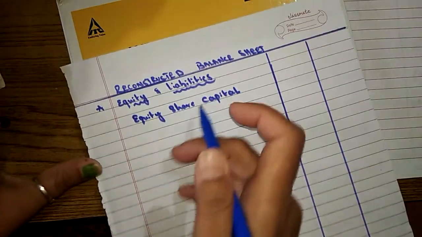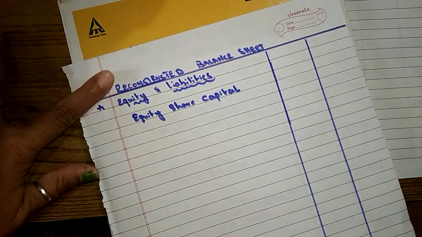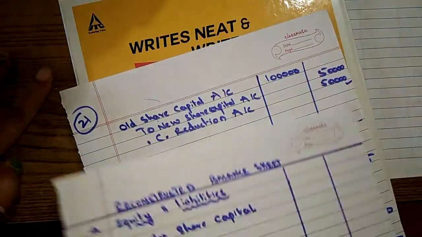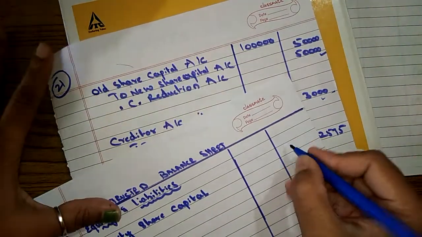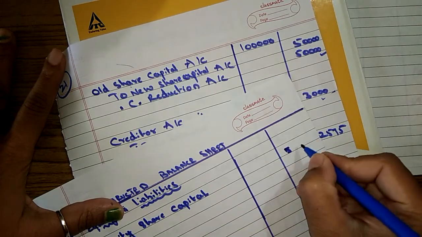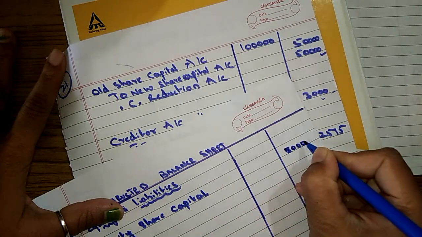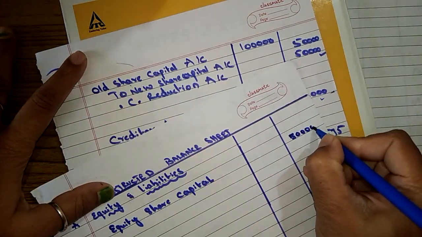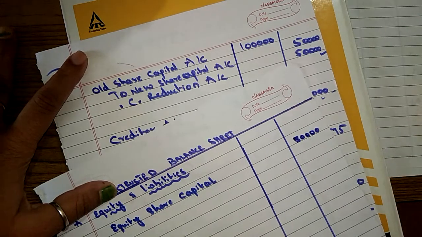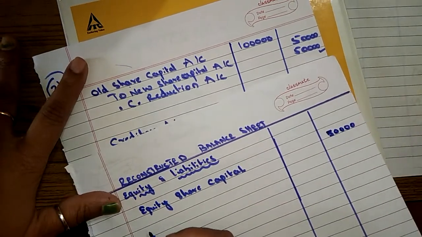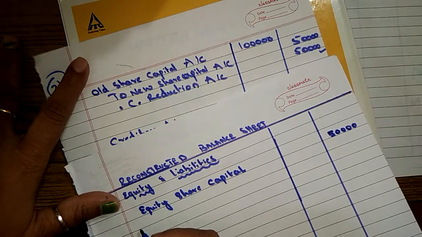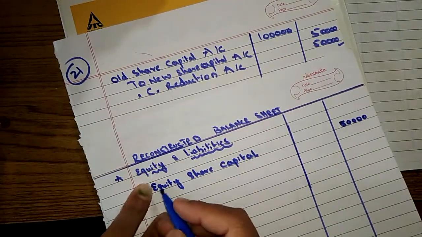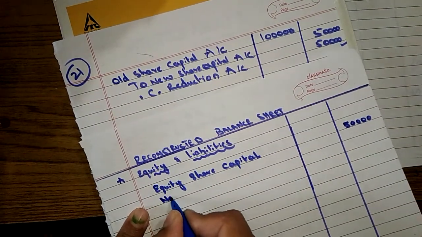This is the reconstructed balance sheet of problem number 22. So here the equity share capital is 50,000, after the paid up value got reduced to 5 rupees. Paid up capital reduced to 5 rupees, it's 50,000. Then there was a fresh issue of 6,515 equity shares. So that was a new issue.